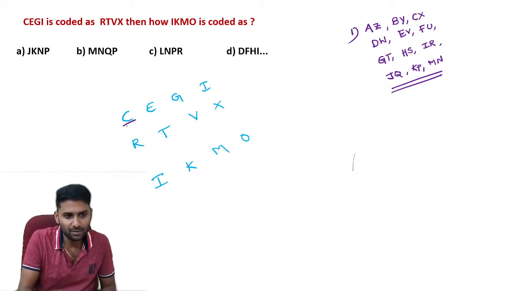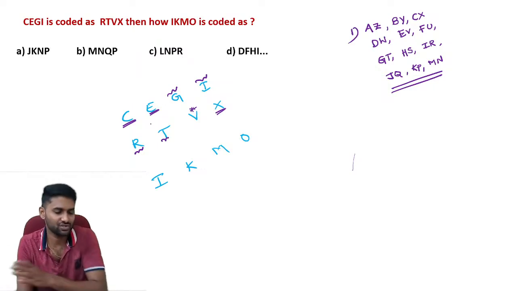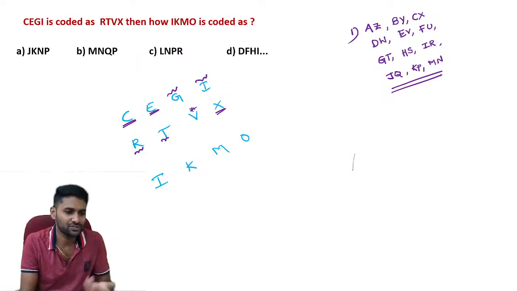If you can see, the first letter is coded with the last position. CX is the opposite pair. Electrical vehicle is the opposite pair. Grand Test is the opposite pair. Indira Gandhi, Rajiv Gandhi is the opposite pair. So this is pure position number 1 to the last position, and they are replaced with the opposite.